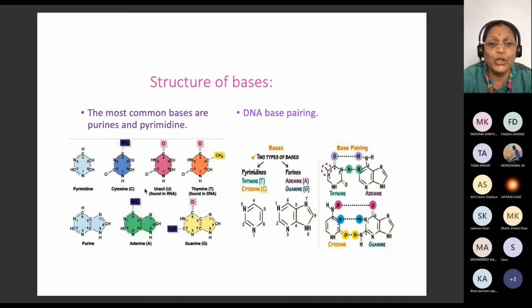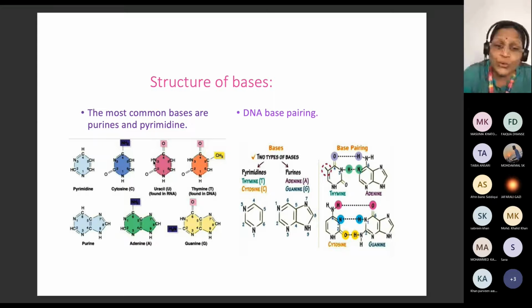C is for cytosine. U for uracil, and as I told you, the R is there, so it will be found only in RNA. Automatically thymine is found in DNA. So cytosine is present in both DNA and RNA, but uracil and thymine are present in either RNA or DNA.